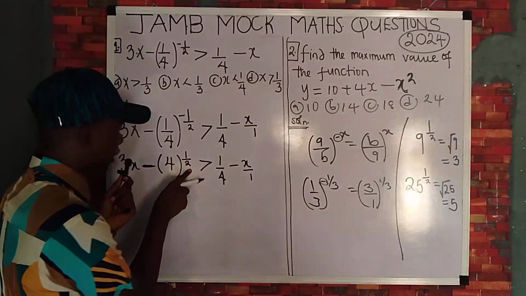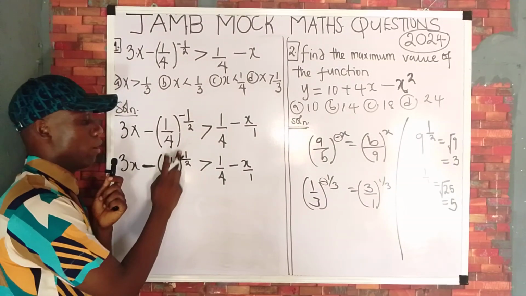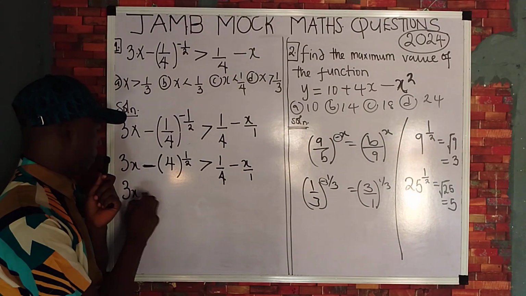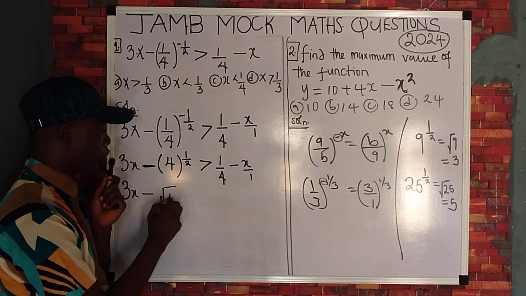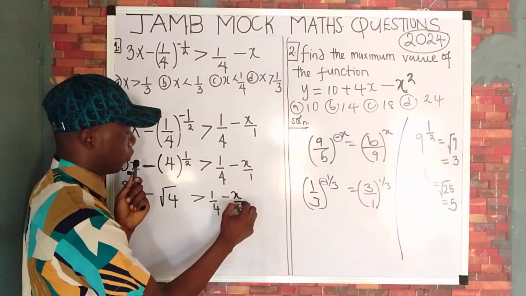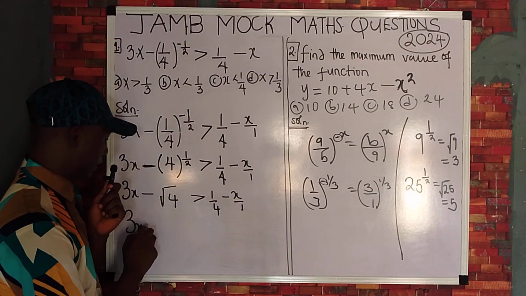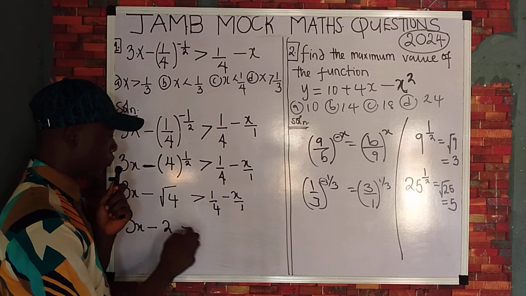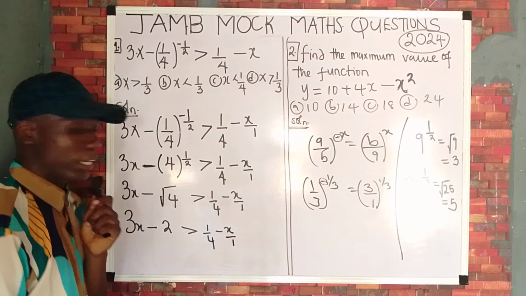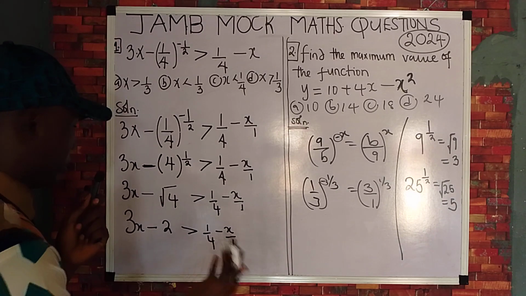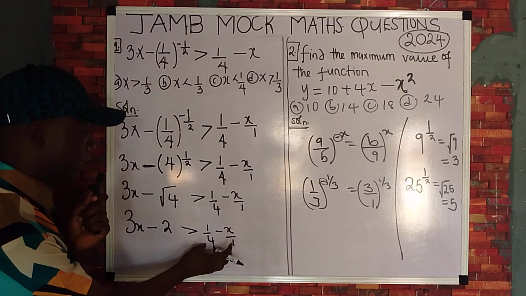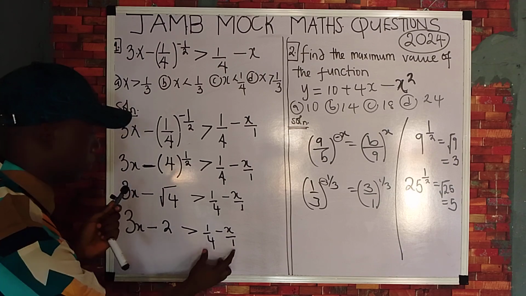So let's do it here. It means that 3x minus 4 raised to the power 1 over 2 will give us the square root of 4. So we have 3x minus the square root of 4 greater than 1 over 4 minus x over 1. So that you have 3x minus the square root of 4, which is 2, greater than 1 over 4 minus x over 1. Now to balance all of this, you can simply take the LCM of 4 and 1. Let's quickly take the sum of this.